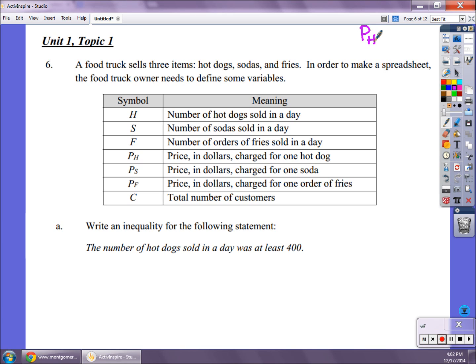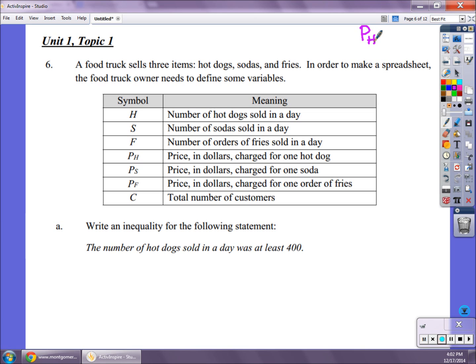So let's look through our list of symbols down here. We have H, the number of hot dogs sold in a day. S, the number of sodas sold in a day. F, the number of orders of fries sold in a day. We have P sub H, which is the price in dollars charged for 1 hot dog. P sub S, which is the price in dollars charged for 1 soda. P sub F, which is the price in dollars charged for 1 order of fries. And finally, we have C, which stands for the total number of customers. So those variables are going to represent these quantities: hot dogs sold, prices in dollars, total number of customers.